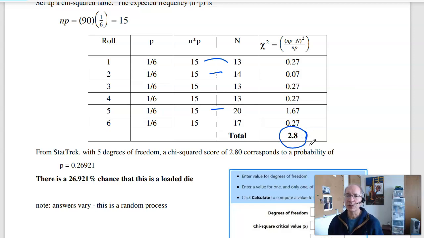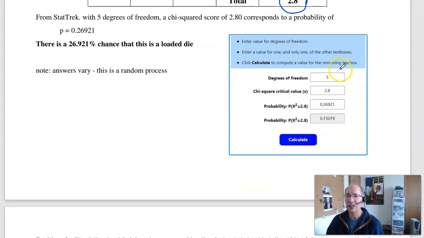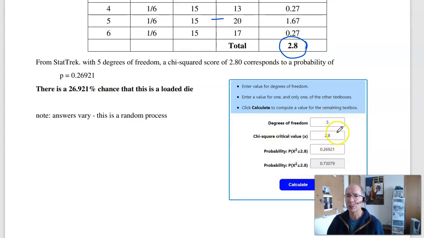To convert that to a probability, I can use the chi-squared table, or, probably easier, use StatTrek. In StatTrek, you input the degrees of freedom. This is number of bins minus 1. I have 6 bins, meaning 5 degrees of freedom. My chi-squared value is 2.8, so that corresponds to 26%. 26% chance this is a loaded die.